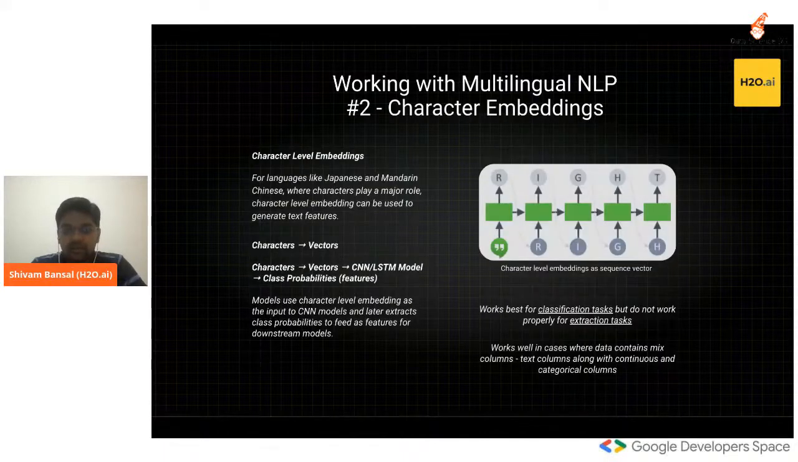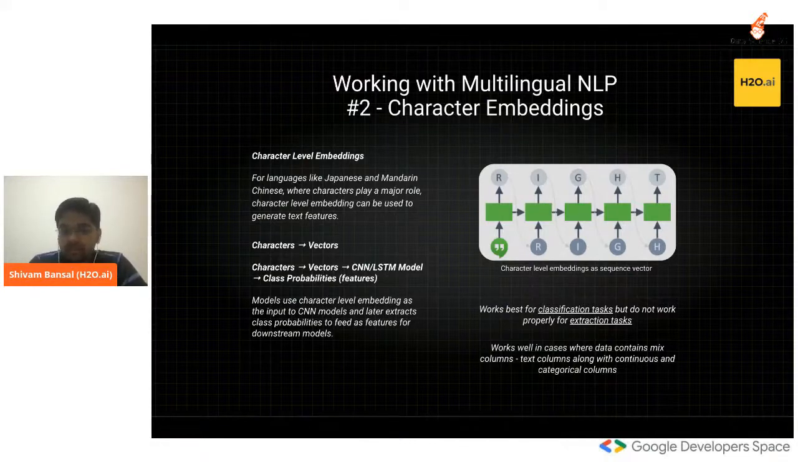The second approach that we have generally used, and we have seen it works well, is character level embeddings. Now, this character level embeddings we developed for some of the classification problems when we were working especially with Japanese language and Mandarin language, where characters play a major role, and also there are no spaces between different words and so on. That's where we cannot really focus on, say, n-grams or words. We really need to focus on individual characters, individual special symbols, to understand what a special character means and so on.